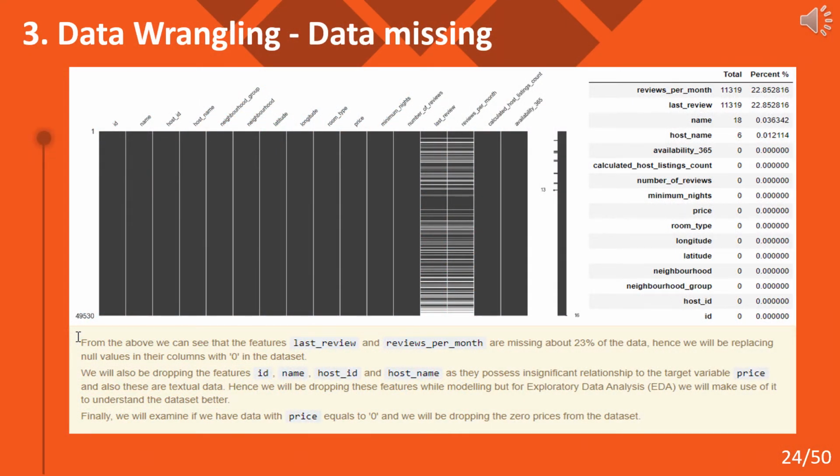Chapter 3. Data wrangling. From the above, we can see that the features last review and reviews per month are missing about 23% of the data, hence we will be replacing null values in their columns with 0 in the data set. We will also be dropping the features ID, name, host ID, and host name as they possess insignificant relationship to the target variable price, and also these are textual data. Finally, we will examine if we have data with price equal to 0, and we will be dropping the 0 prices from the data set.